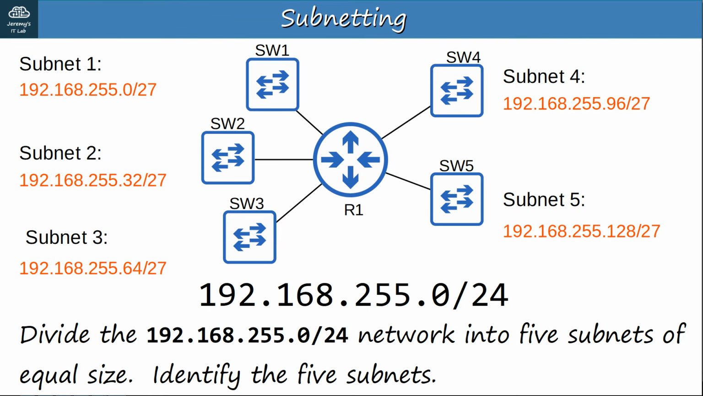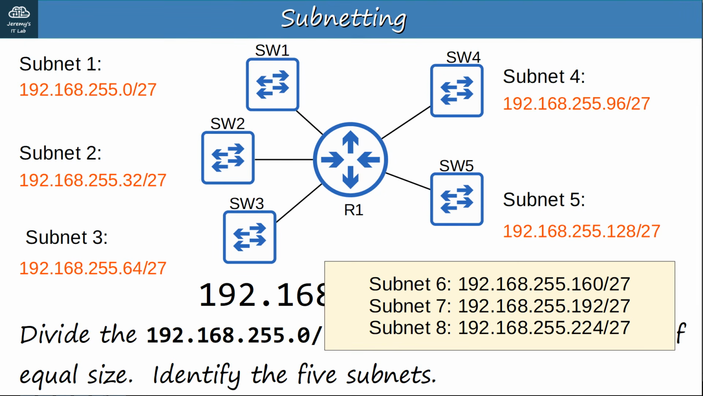However, our /27 prefix length allows up to 8 subnets to be made from the address range. These 3 remaining subnets are 192.168.255.160, and .224/27.